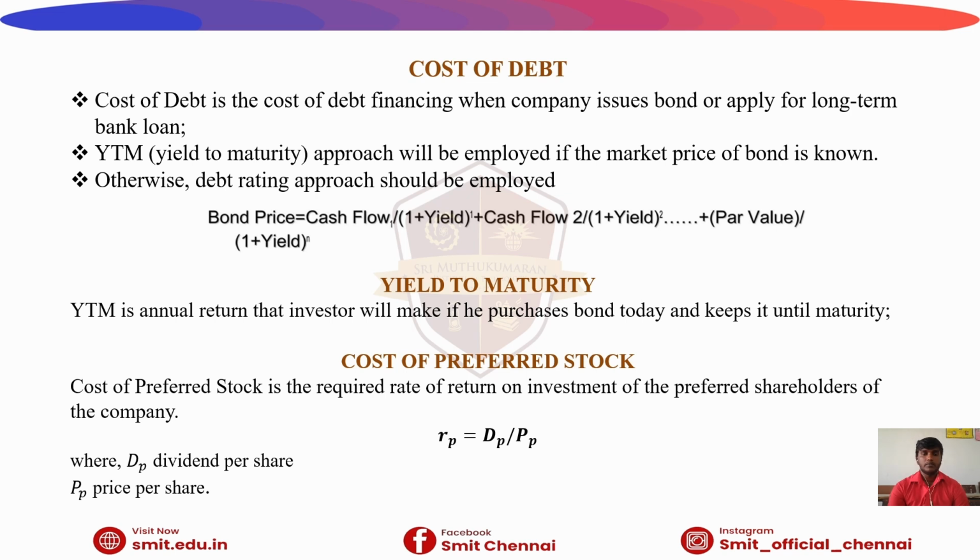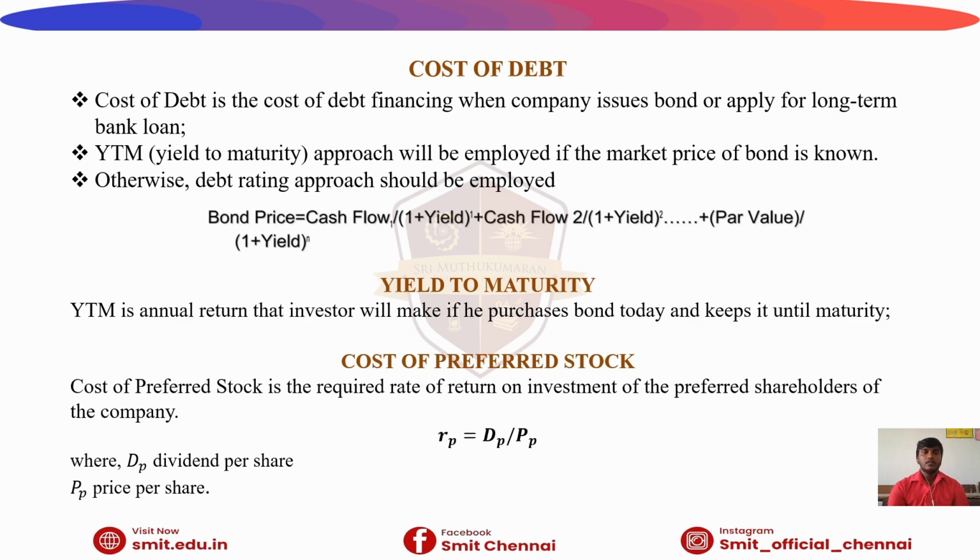Then cost of debt. So the various sources of cost of capital: cost of debt, cost of preferred equity, common equity which is retained earnings and new share issues, and debt which includes bonds, loans, etc. A company typically raises capital from multiple sources. Each source has a different cost.